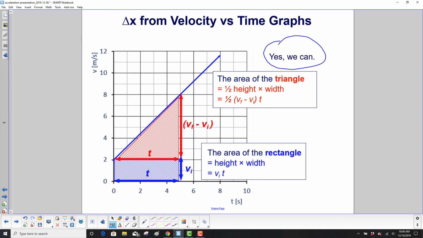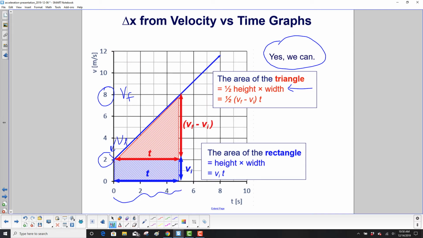So now, let's look at the area of the triangle. Okay, that's half height times width, but now let's put that into letter form. Well, the 1/2 stays, but what's the height? The height, as we actually did, is the VF over here minus the initial velocity over here. So it's VF minus VI, and what did we multiply it by? The elapsed time.